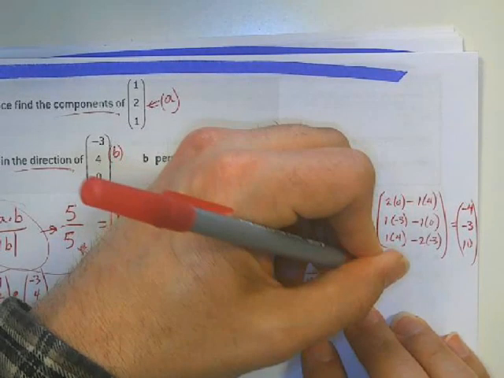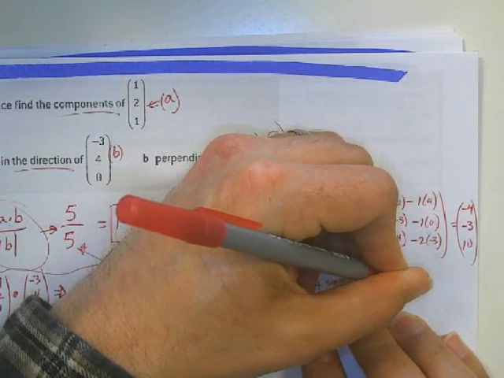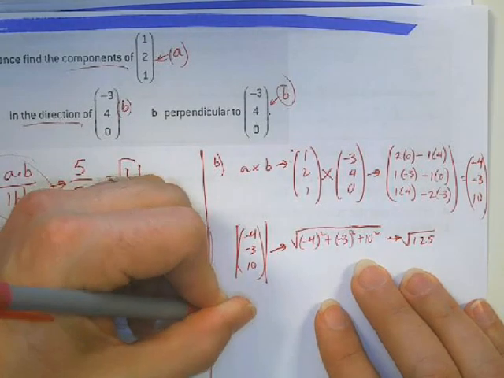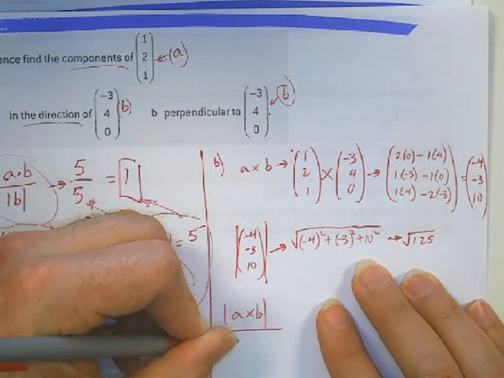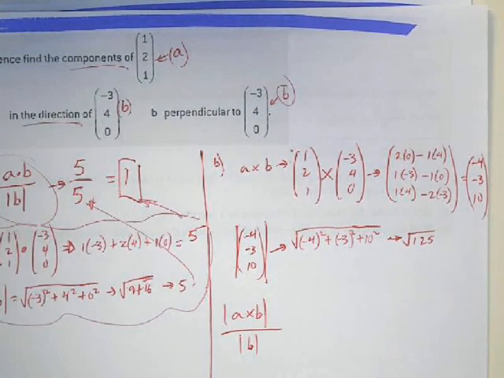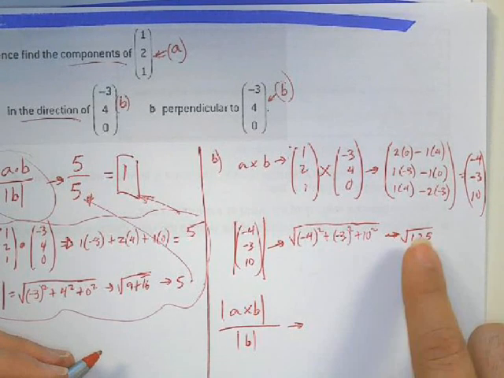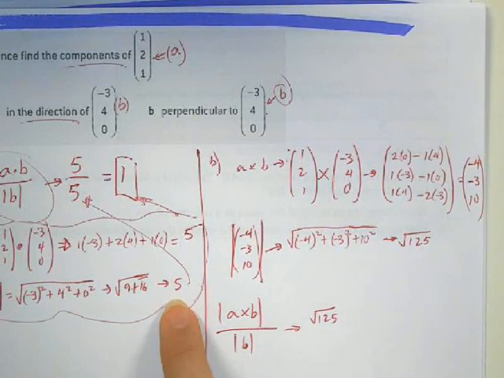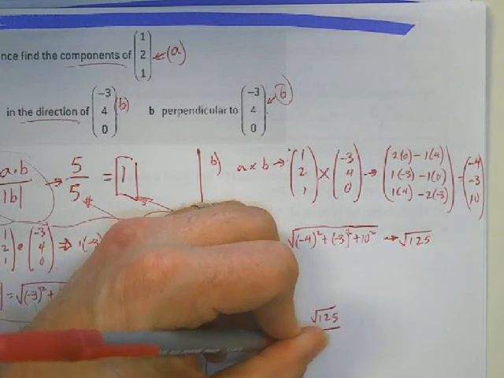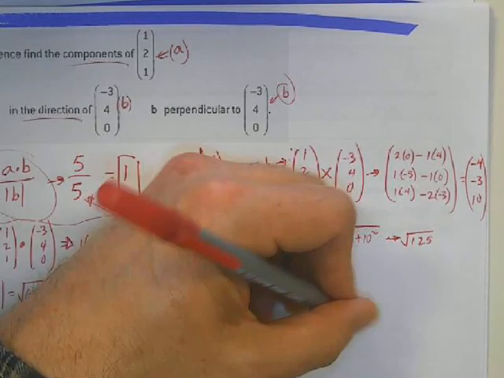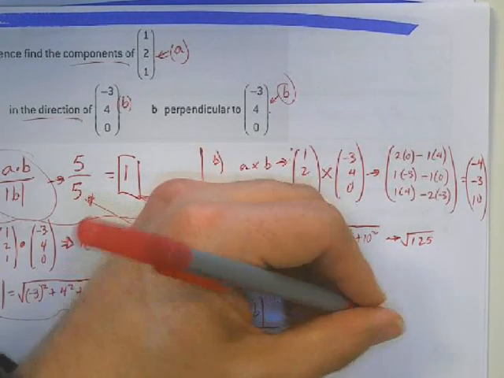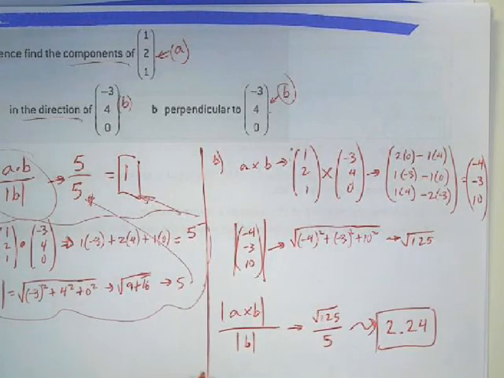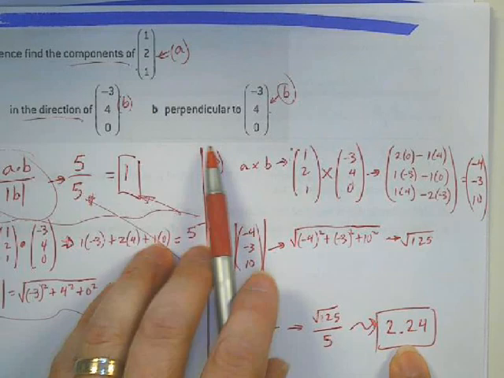125. Okay, and so now we're going to apply A cross B divided by the magnitude of B, where the magnitude of A cross B is the square root of 125. The magnitude of B, we did that over here, which is 5. We simplify that on our calculator, and we get 2.24. Okay, so this is the component of this perpendicular to that.